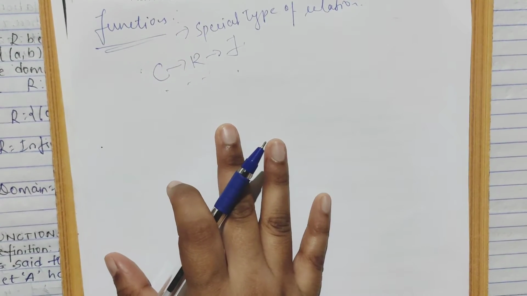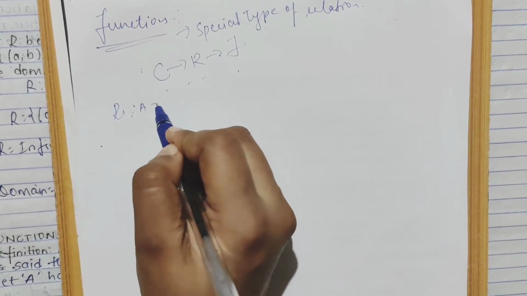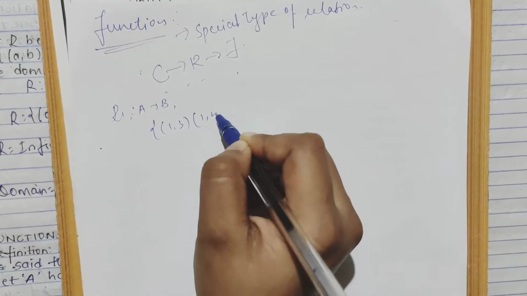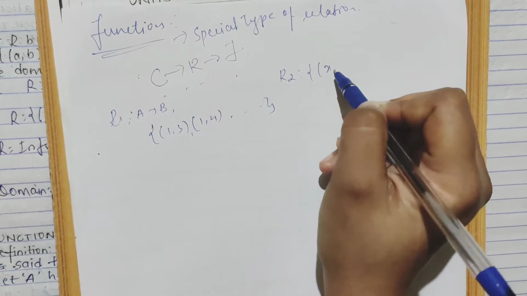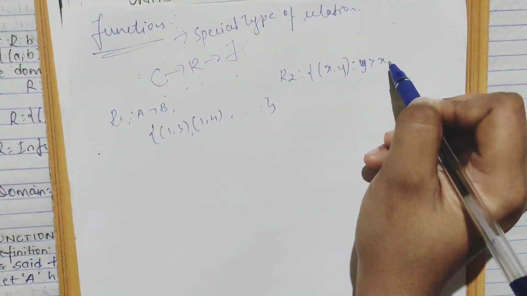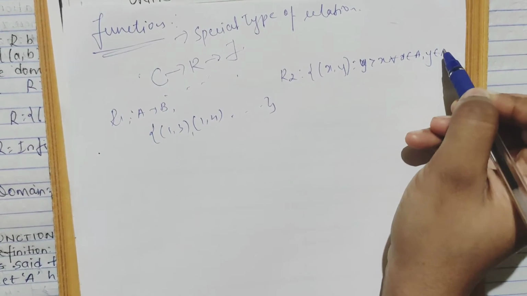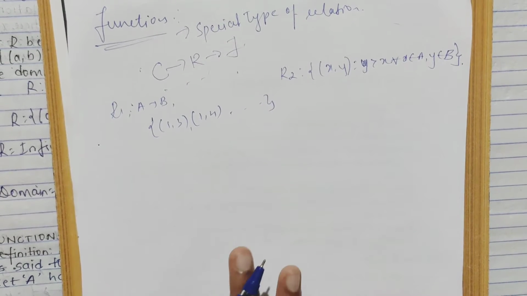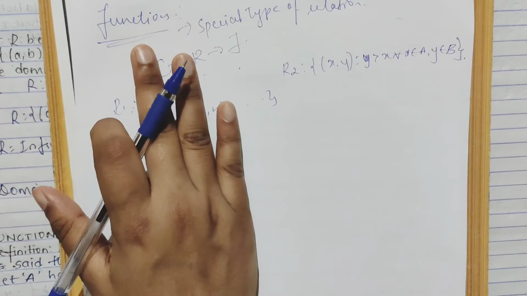Now in your relations, I had shown you R1 from A to B. Yes, you had pairs like (1, 3), (1, 4), somewhat like this, right? And then you had one more, R2, where I had given you (x, y) such that y is greater than x, for all x belongs to A, y belongs to B. So you had such questions in your Cartesian product. Now function is a bit different from your relation.